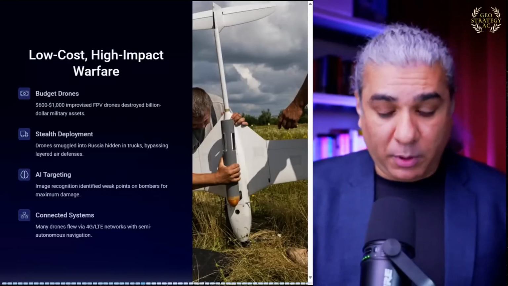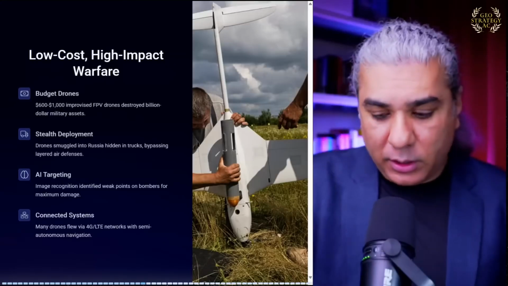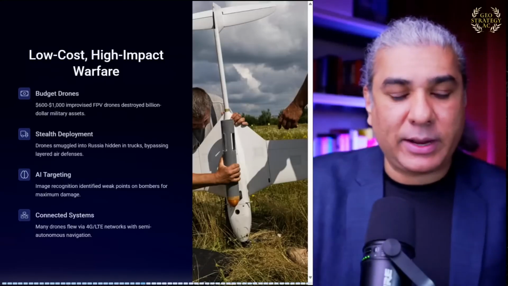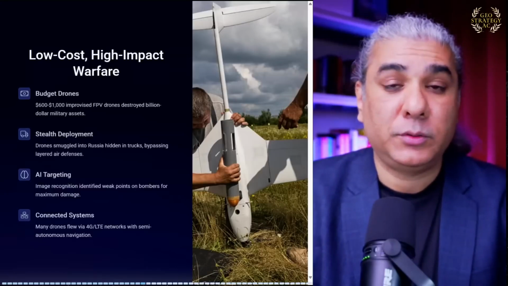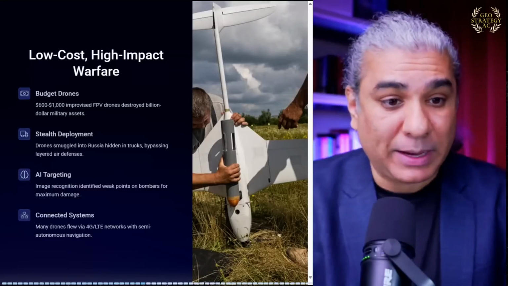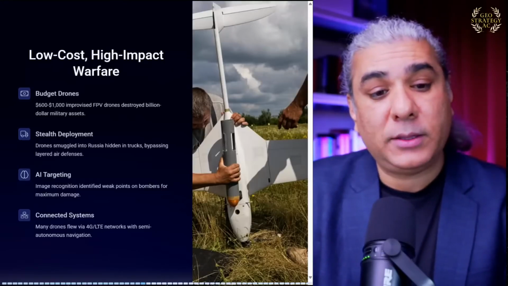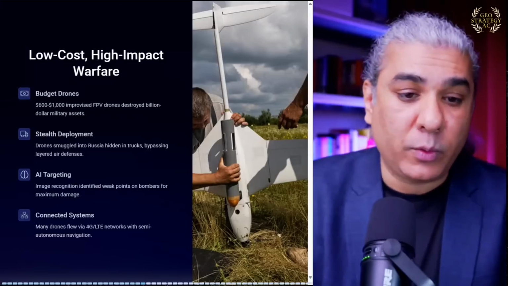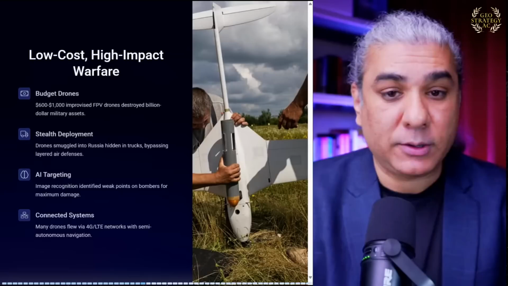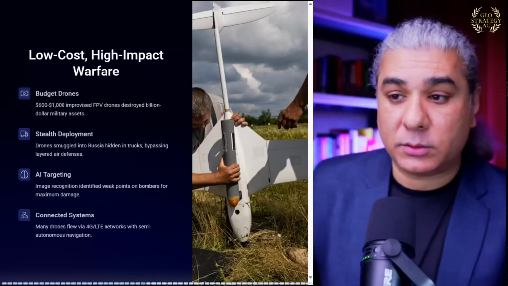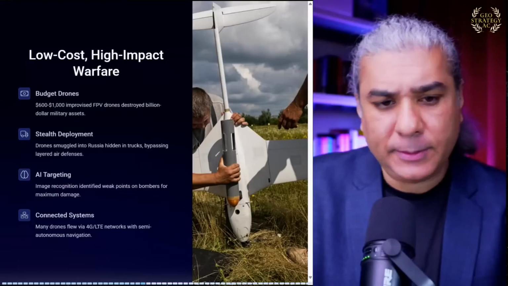So you will see that the Russian bombers had tires, etc., on them. So the drones made sure that they evaded the areas where there were tires, and they hit at the weaker points on the aircraft, which was the intention, to cause the maximum amount of damage. And many of these drones flew via the 4G or LTE networks, Russian telecommunications networks, with semi-autonomous navigation. So I think the end stage was autonomous, maybe not, but it was supposedly semi-autonomous navigation.